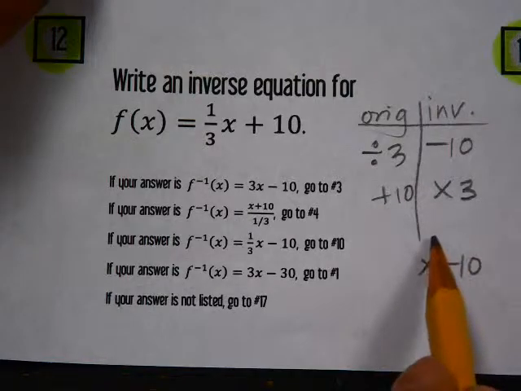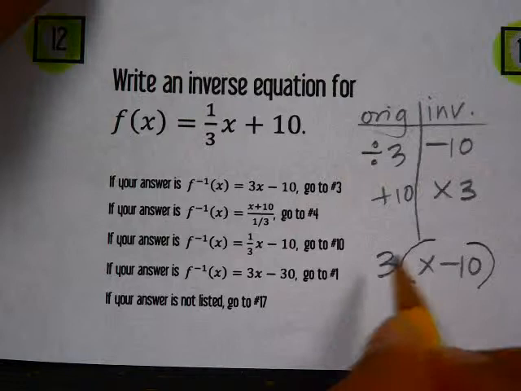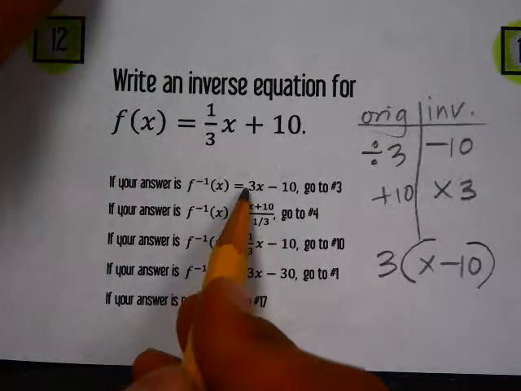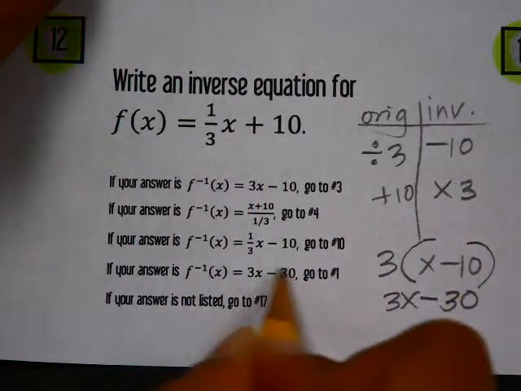Make sure you're showing that the entire expression x minus 10 is being multiplied by 3 instead of just putting the 3 in front of the x. If you do that, you'll accidentally get this first one. So it's actually 3x minus 30.